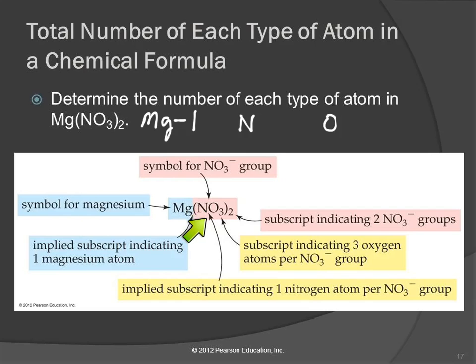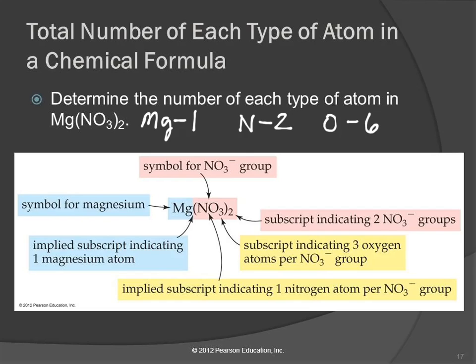How about the nitrogen? There are 2, because we have 2 bundle packs. In each package is 1 nitrogen, but there are 2 packages. So we have 2 nitrogens. How many oxygens? 6. Because in each Xbox package, you've got 3 games. So if you buy 2 of the packages, then you have 6 games.